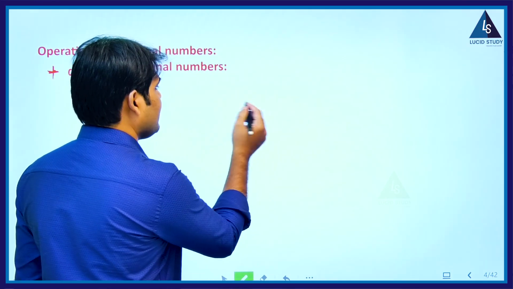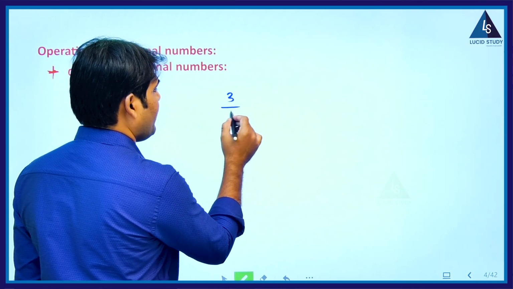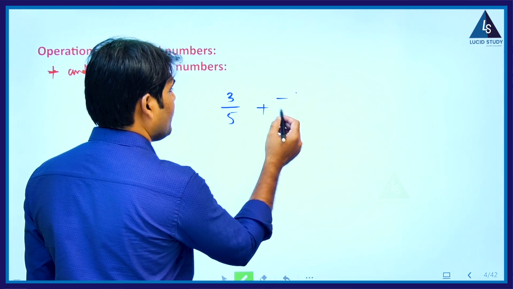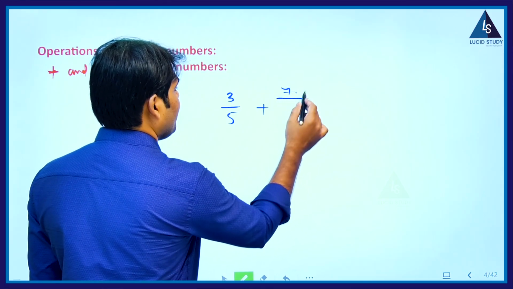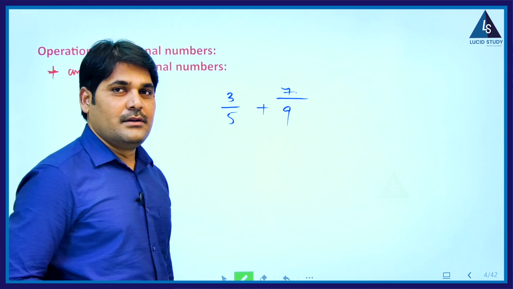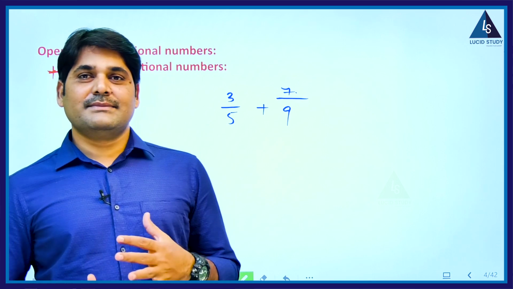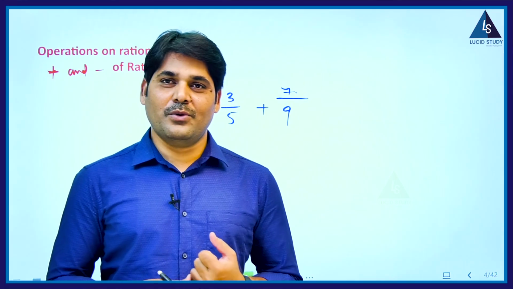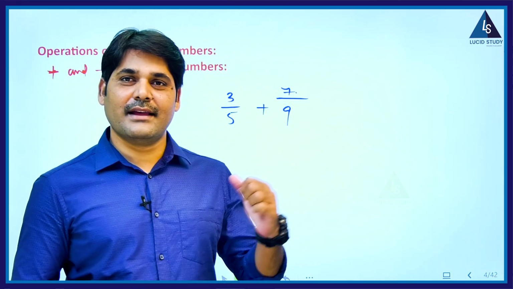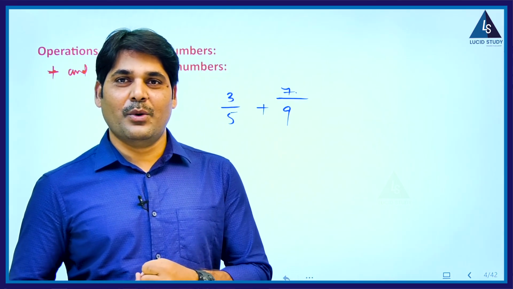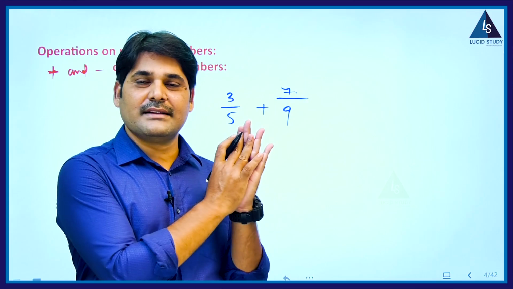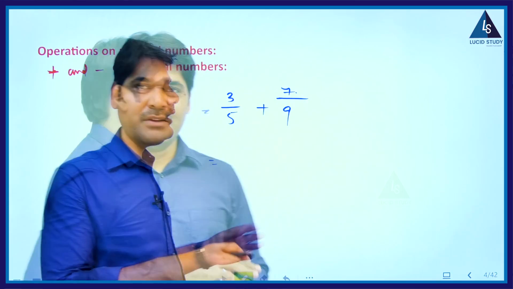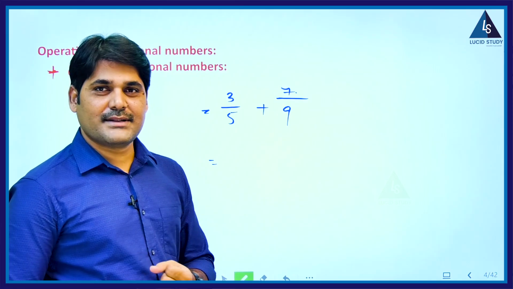So I will consider two rational numbers. Suppose 3 by 5 plus minus I will take one more number as 7 by 9. So how you have done addition in fraction, the same manner here also we have to do addition and subtraction in case of rational numbers. Okay, just recall those 7th class first chapter fractions. Our thing will be easy here. Okay, how to add these two rational numbers, let us see.